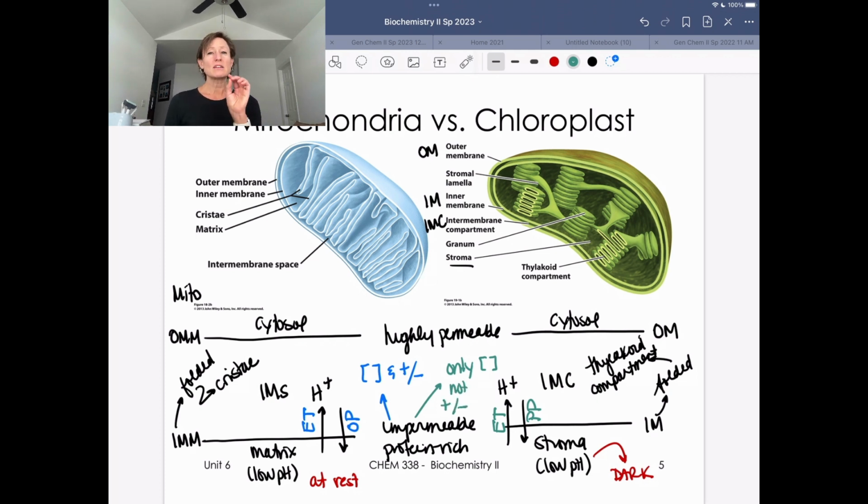And we're going to see in a little bit that the reason for that is that it is permeable to magnesium and chloride ions. The ability to have those ions move freely across that inner membrane, to balance charge, allows that charge gradient to not accumulate in chloroplasts, where it does accumulate in mitochondria.